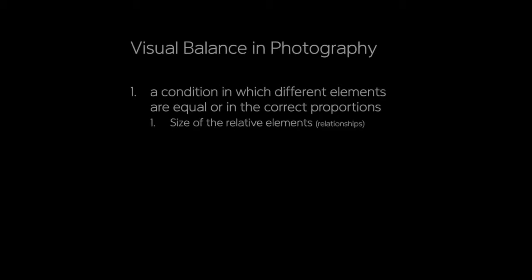So the size of the relative elements can have an effect on the balance in a composition. It also affects the relationship between one element and another, which does in turn affect balance. Likewise, positive and negative space can also affect the balance in photography. Too much negative space, too much positive space. By too much positive space, it would mean that the composition is way too busy and I can't pick out or discern specific elements in an image. So the right balance of both positive and negative space within an image can affect its balance.